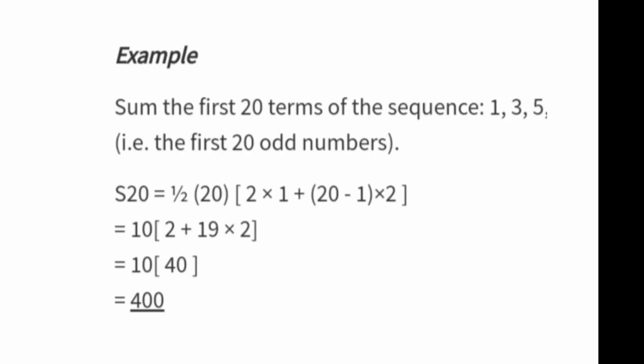And another example of arithmetic progression. Sum the first 20 terms of the sequence 1, 3, 5, i.e. the first 20 odd numbers. And the solution is like this. And 10 times 40 equals 400 is the answer.